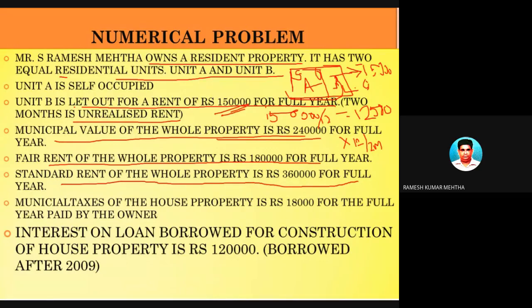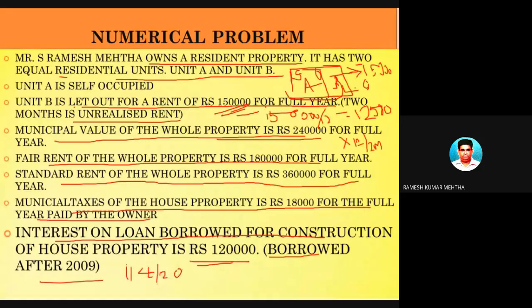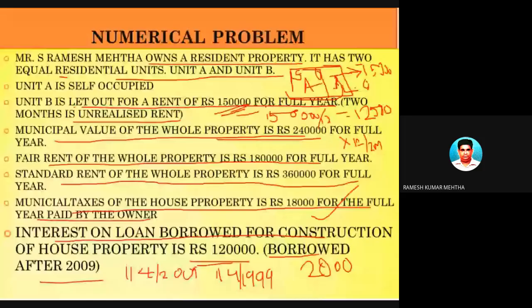Municipal taxes of the house property are 18,000 rupees for the full year, paid by the owner. Interest on loan borrowed for construction of the house property is 1,20,000 rupees, borrowed after 1/4/1999. If it is borrowed for the purpose of construction of the house property, then a maximum of 2 lakh rupees is allowed. Let's do the problem.